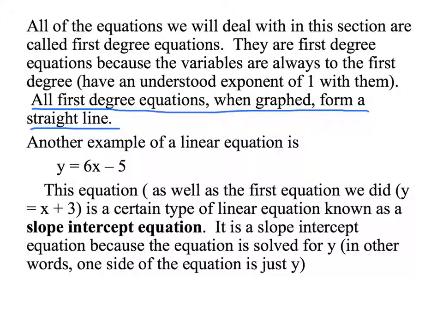Here's another example of a linear equation. y equals 6x subtract 5. This equation, as well as the first equation we did, y equals x plus 3, is a certain type of linear equation known as a slope-intercept equation. It is a slope-intercept equation because the equation is solved for y. In other words, one side of the equation is just y. I have y equals. Notice I don't have 2y or anything else. I just have y equals on one side of the equation.